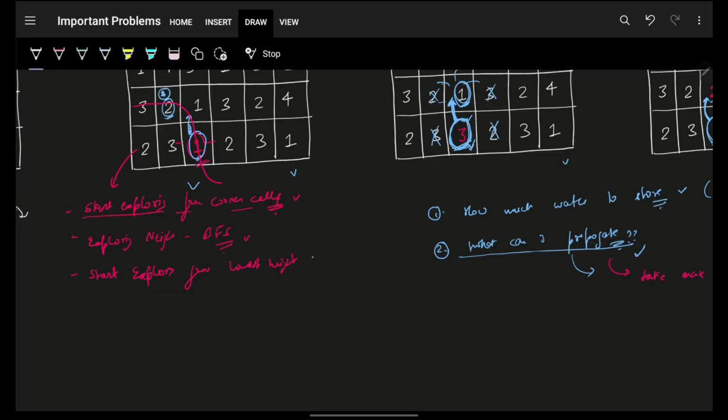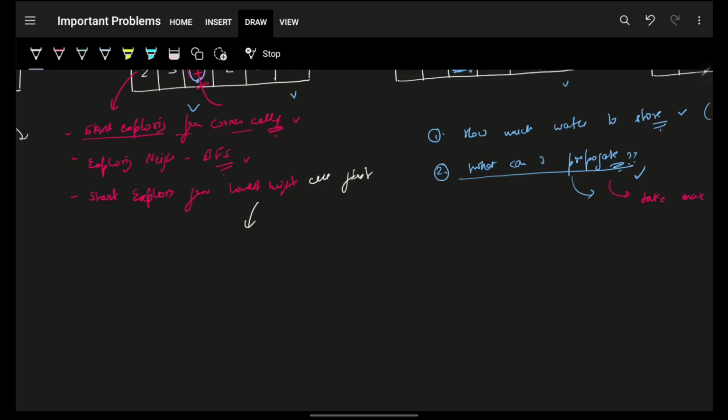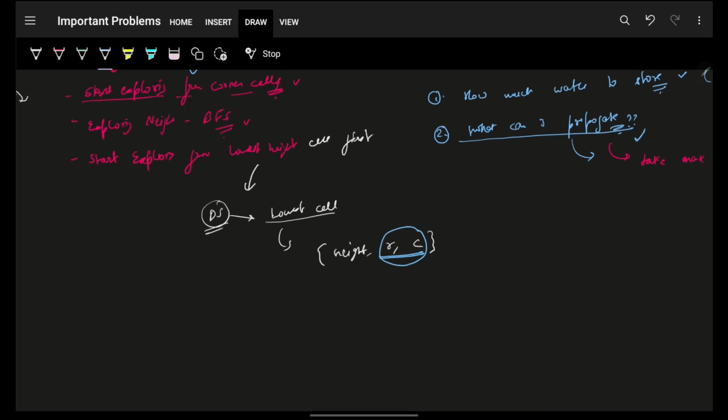What it means is that you have to use a data structure which can give you the lowest height cell as fast as possible. Obviously, that means I have to maintain the height, and I also have to maintain the row and column. Why row and column? Because I have to explore neighbors, so to explore neighbors, I need to know the current cell. And height, because the data structure will be sorted by this specific height.